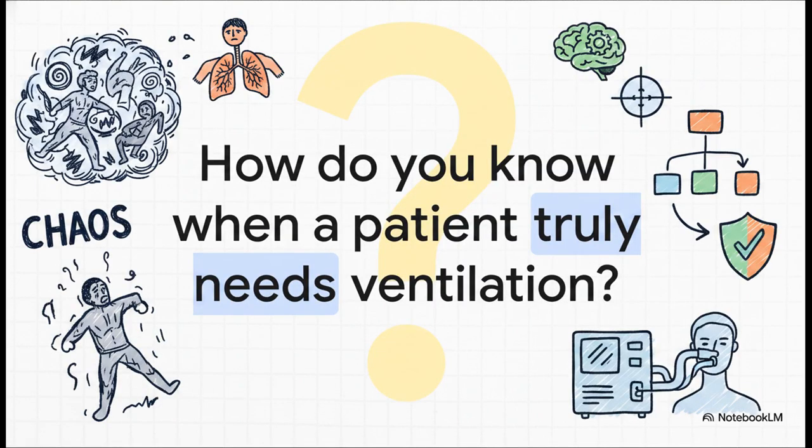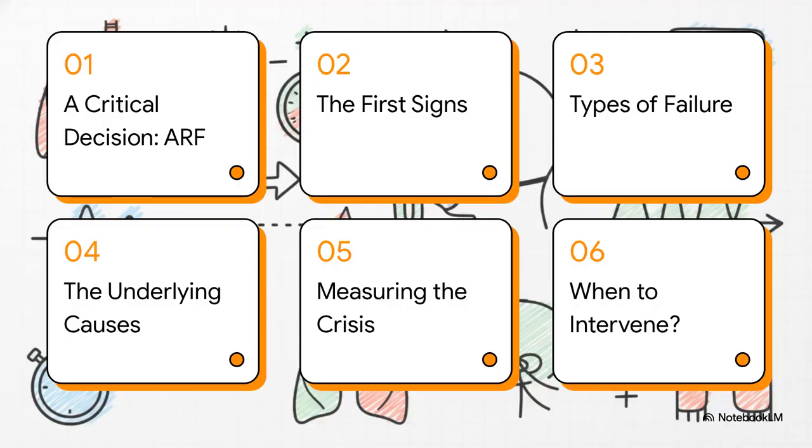So this is the big question, isn't it? In the middle of a chaotic situation, with alarms going off and a patient clearly struggling, how do you cut through the noise and make a confident, life-saving call? Well, that's exactly what we're here to figure out. So here's how we'll do it. First, we'll define the actual problem we're facing. Then, we'll talk about what you can see just by looking at the patient. We'll break down the different types of failure, dig into the root causes, then look at the hard data, and finally put it all together to answer the question, when do we intervene?